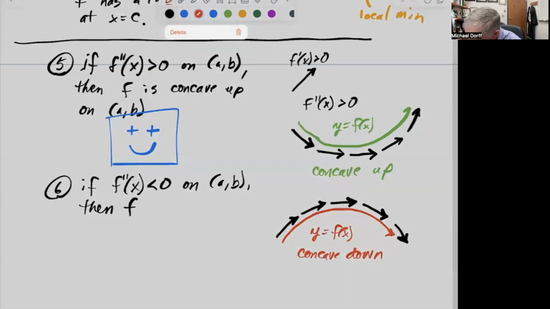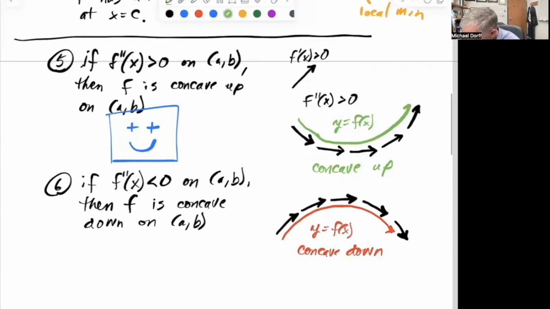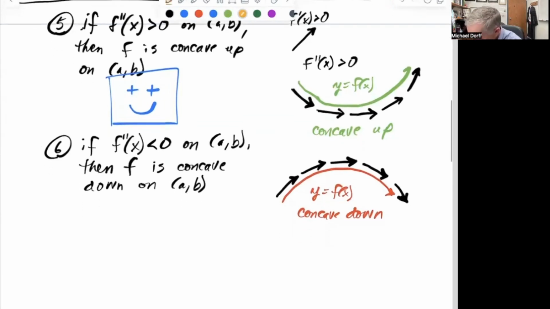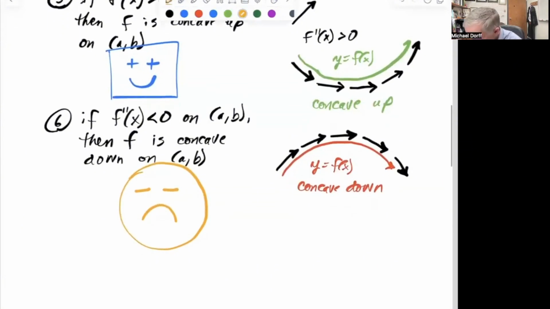All right. So in this case, f is concave down on a to b if the second derivative is less than 0. And the way that I like to remember that is it's second derivative, so I have two of these, and it's negative. So I'm going to use the negative sign twice. And that's going to be my frowning face. Or if you want to think about it, it can also be the stormtrooper from Star Wars.